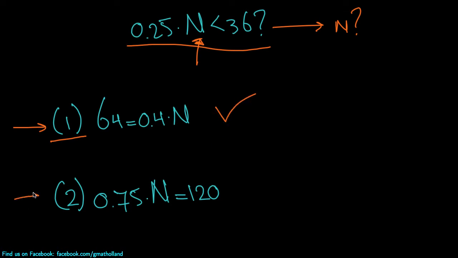Same reasoning holds for the second piece of information. We have an equation from which we can determine n, and if we can determine n, we can determine whether 25% of n is smaller than 36. So we have enough information to answer this question. Therefore, your answer is going to be D. You can use either statement separately to answer your question.